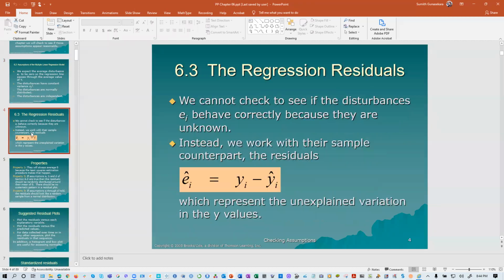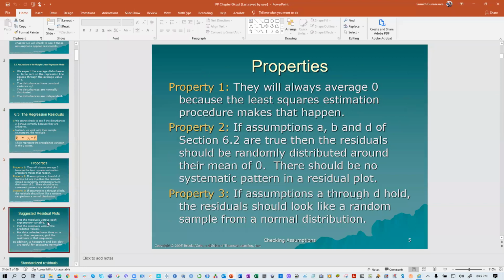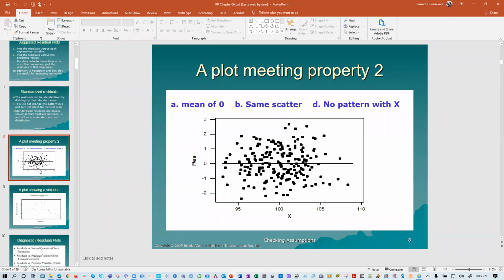When it comes to the sample version, it's going to be y minus y hat, that error. This is the population version. In a similar fashion, you can talk about the error in the sample version as well. So how are you going to check those? You really need to do something. You get the residual plot versus the x value and see how they behave. Residual versus x: mean of 0, no pattern with x.